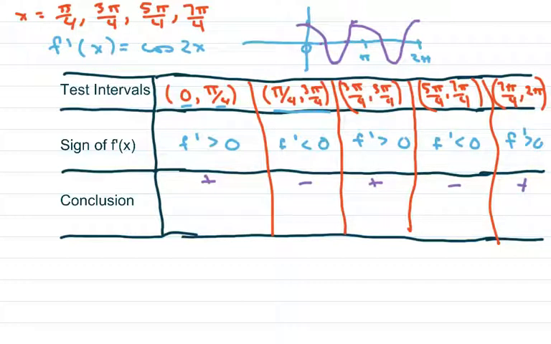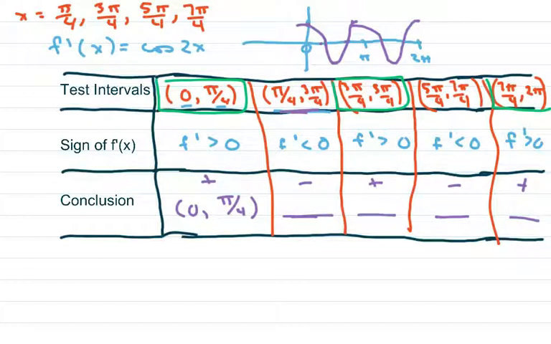And our intervals would then again be 0 to pi over 4, it's increasing, and so forth. You can just copy these down right in here. So it's increasing on 3 intervals, which would be these 3, and decreasing on the other 2.